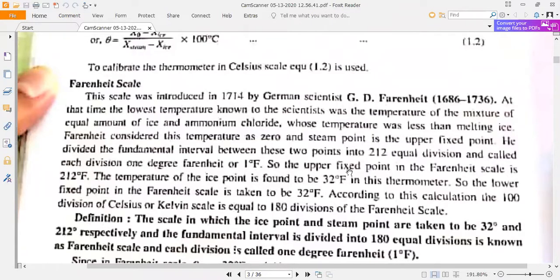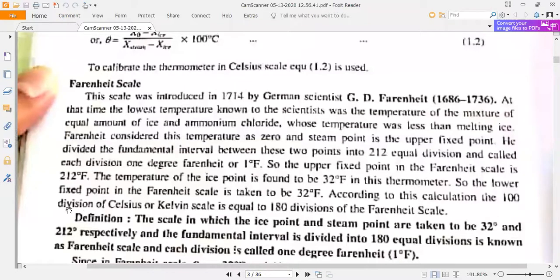Okay. So the upper fixed point in the Fahrenheit scale is 212 degrees Fahrenheit and the temperature of the ice point was found to be 32 degrees Fahrenheit. Yes, we know that this is the lower fixed point in the Fahrenheit scale, right? At this temperature, what will happen? The ice will melt or the water will convert to ice, depending on whether you are giving heat or taking out heat. So the lower fixed point in the Fahrenheit scale is taken to be 32 degrees Fahrenheit.